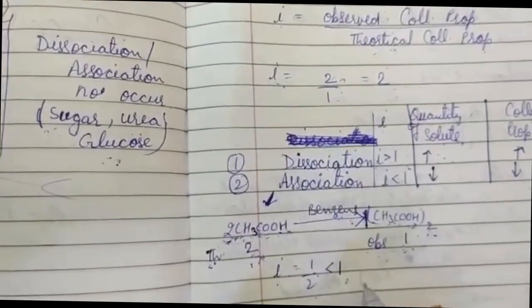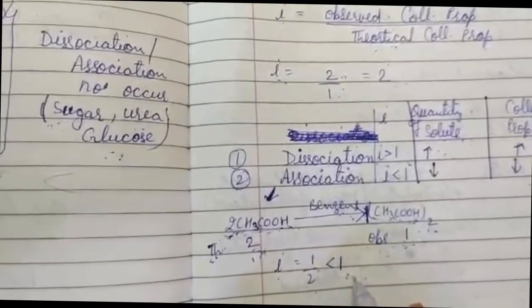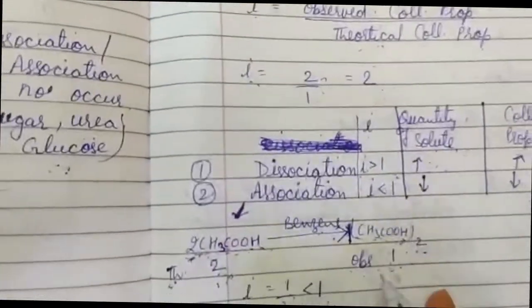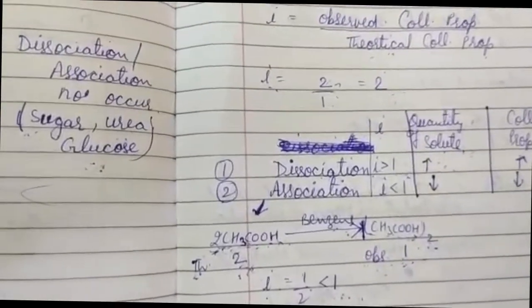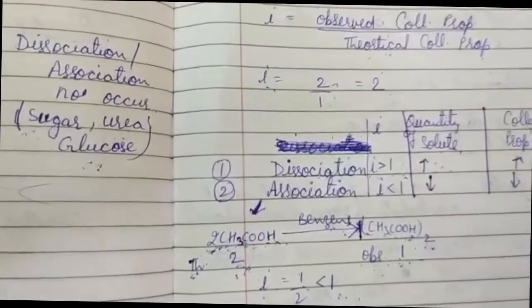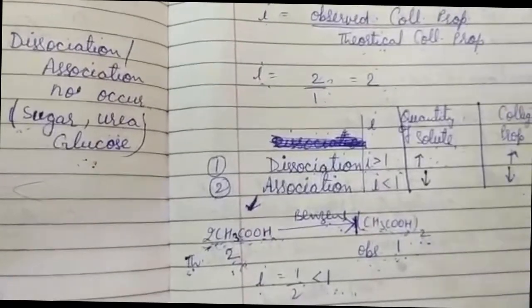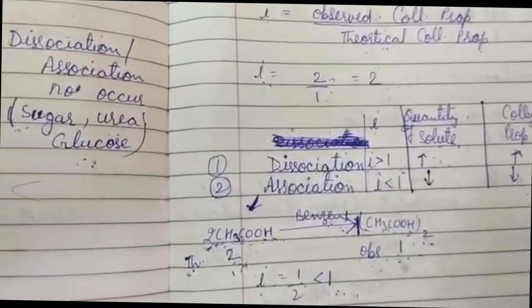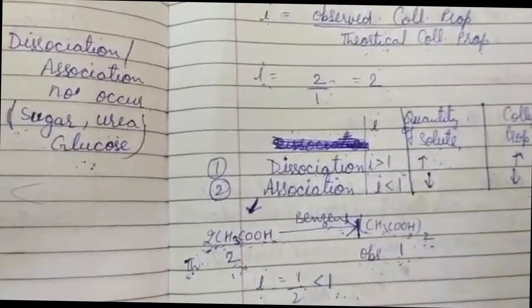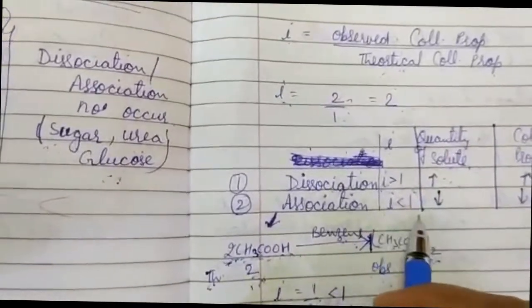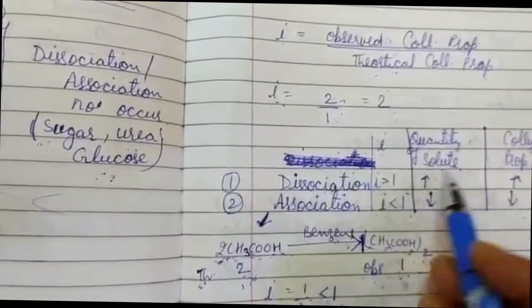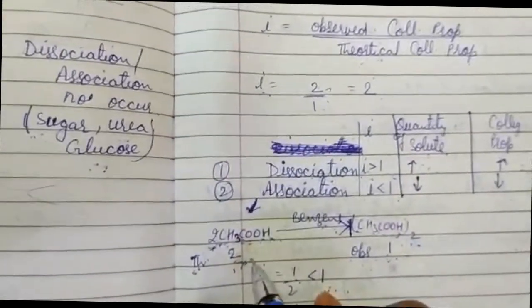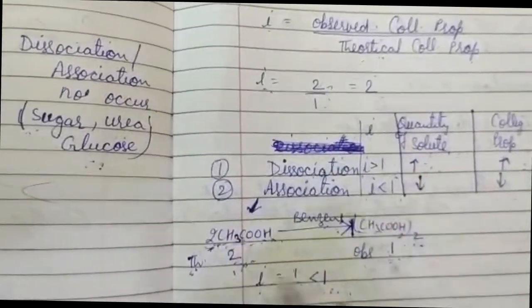So for the association, the i value will be less than 1, because the number of moles of the solute will decrease. Because they have combined together. So when the molecules combine together, their number will definitely decrease. So the i value will be less than 1. Here, as we have seen, we dissolved 2 moles and it has formed only 1 mole. So the quantity has decreased.